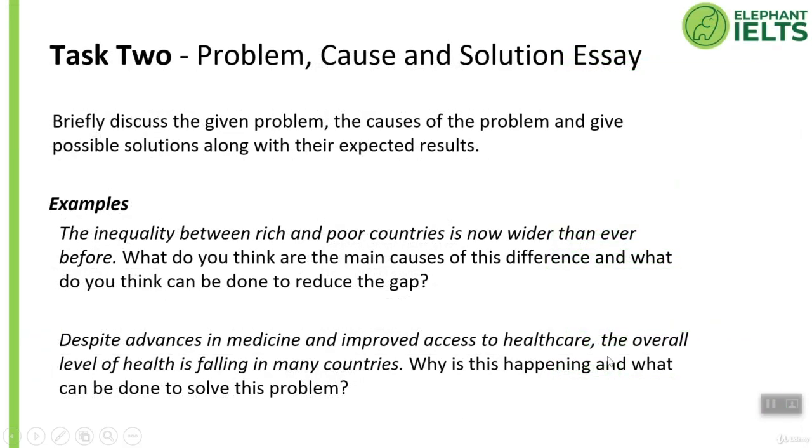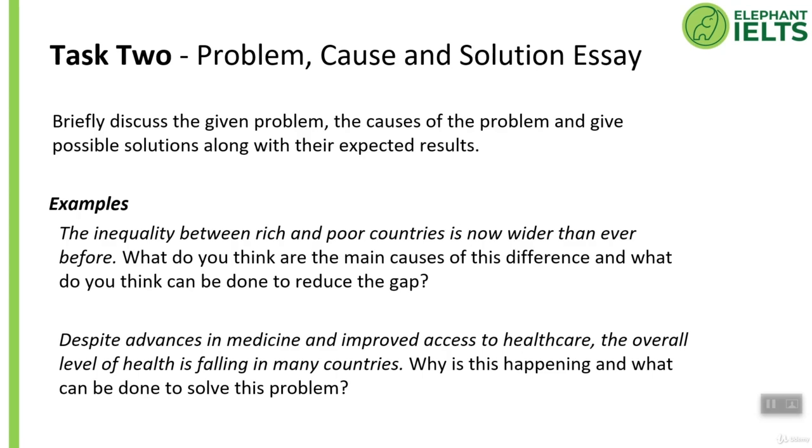Let's look at these examples of problem and solution essay type questions. The inequality between rich and poor countries is now wider than ever before. What do you think are the main causes of this difference, and what do you think can be done to reduce the gap? So from the question we understand that this is a problem and solution essay. The problem is that there's a huge difference in the standard of living in rich and poor countries. So we must think about why this is the case and what can be done to solve the problem or to reduce the gap between rich and poor countries.